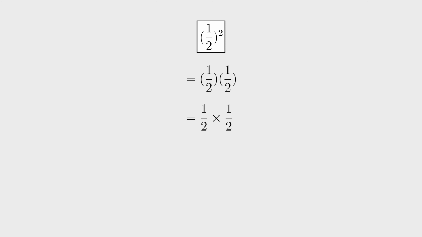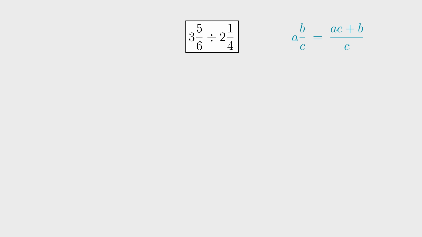Question 5. 1/2 squared. When you give any fraction an exponent of 2, that means that you have to multiply the fraction by itself. So write it as a half times a half. 1 times 1 is 1, and 2 times 2 is 4. Then you have a quarter, and it's in its simplest form, so it's your final answer.